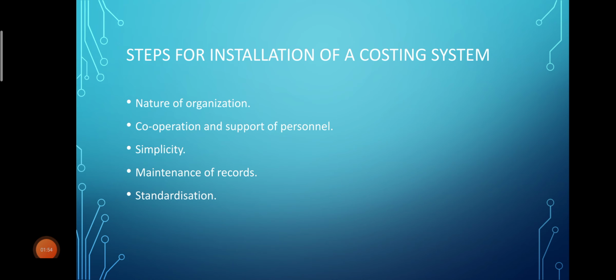Second step is cooperation and support of personnel. It is very essential that the employees of the organization support it, because unless and until the employees are supporting, they cannot install the cost accounting system. It is very important because while introducing a cost system, the existing employees may find it very difficult, as they will have to learn new things.